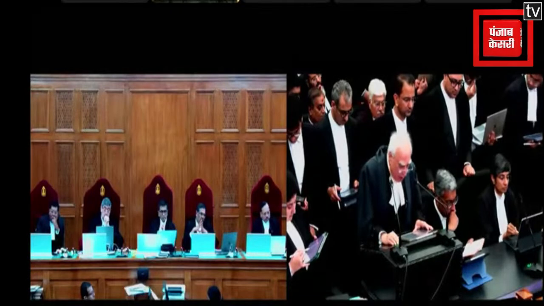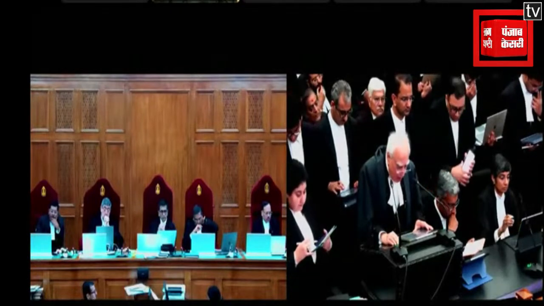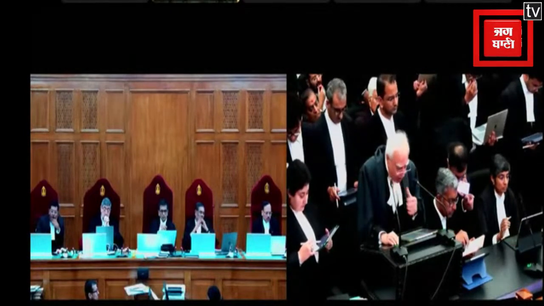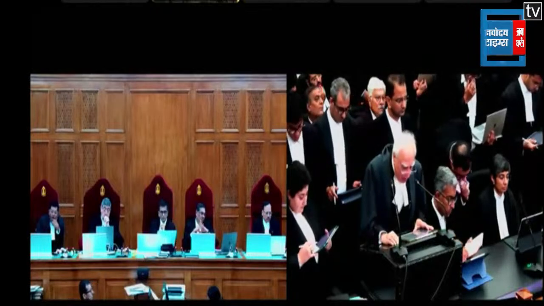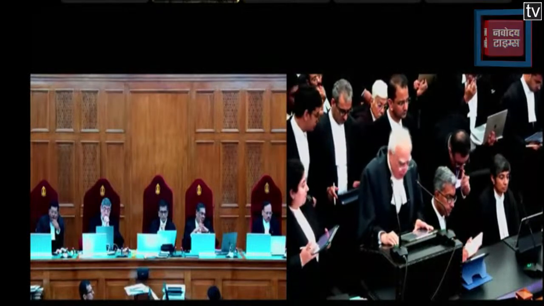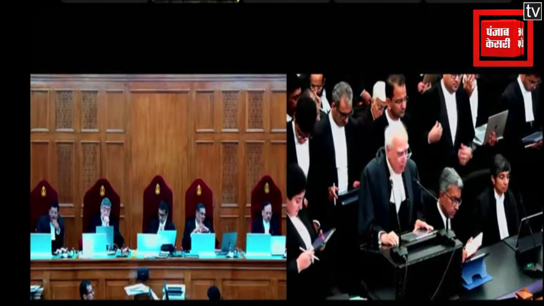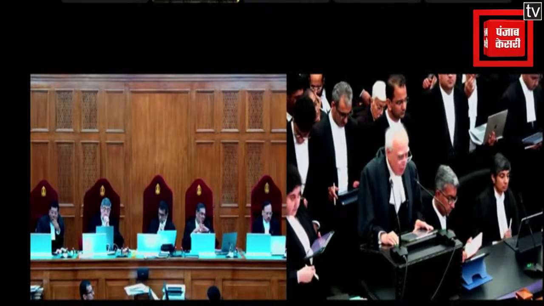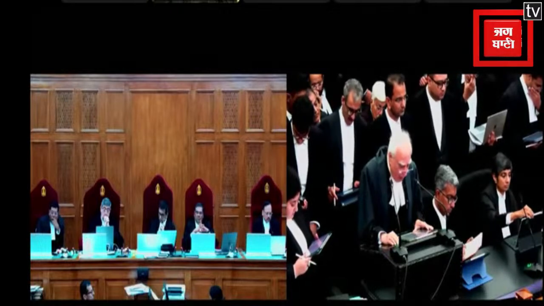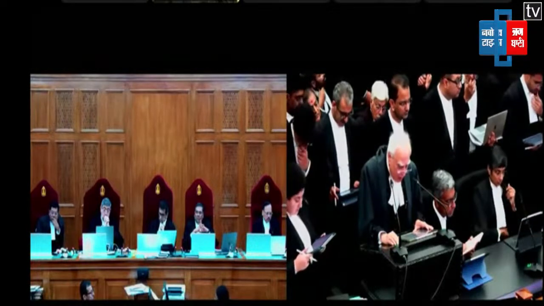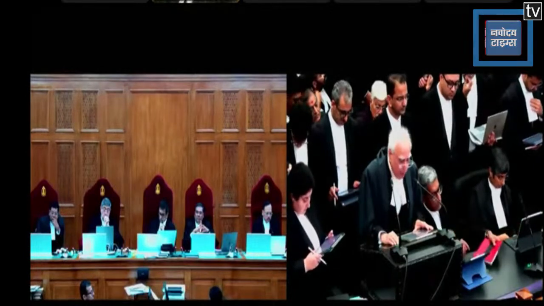That article stipulates various things. To start with, the amendment of the Constitution must be initiated only by the introduction of a bill for that purpose in either House of Parliament. It must then be passed in each House by a majority of the total membership of that House, and by a majority of not less than two-thirds of the members of that House present and voting.